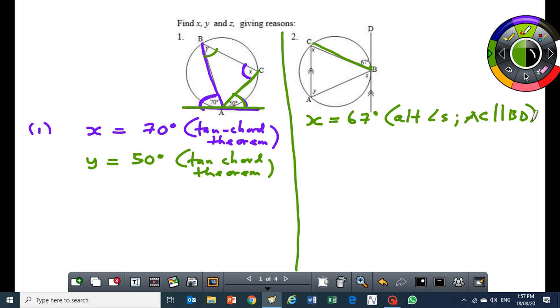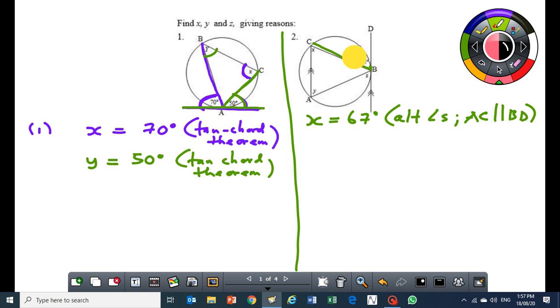Okay? So I now know what x is. Now I need to get y. Now to get y, I have this angle here between a chord, sorry, a tangent and a chord. And this chord subtends angle A, which is equal to y. So I can use the tan chord theorem. So we'll say y is equal to 67 degrees. The reason, tan chord theorem.